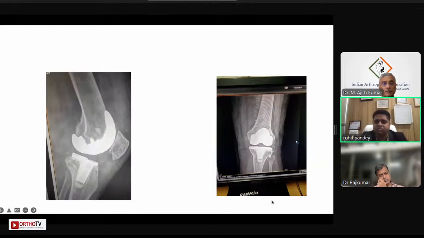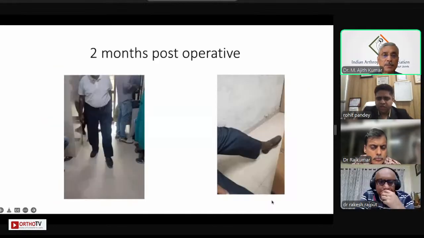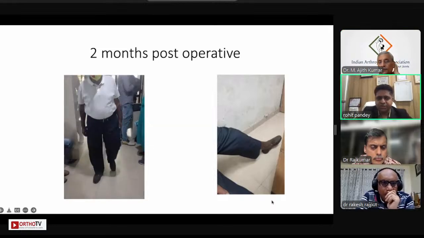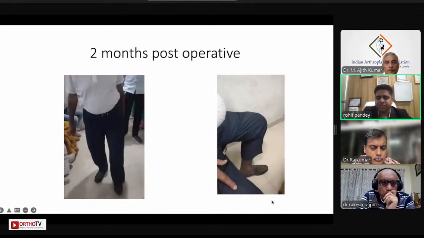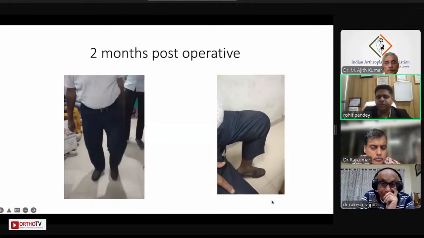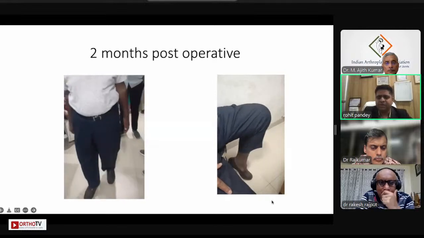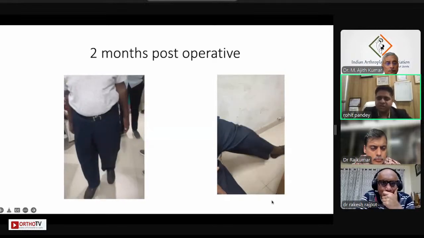Would the house like to comment on the post-operative X-ray? Looks good. How's the gait? How's the patient's rehab been? After 2 months, this is how the patient was walking. And this is the range of motion of the patient on the left side. I operated on the right side also after a period of 3 months in this patient, and the patient is doing fine.